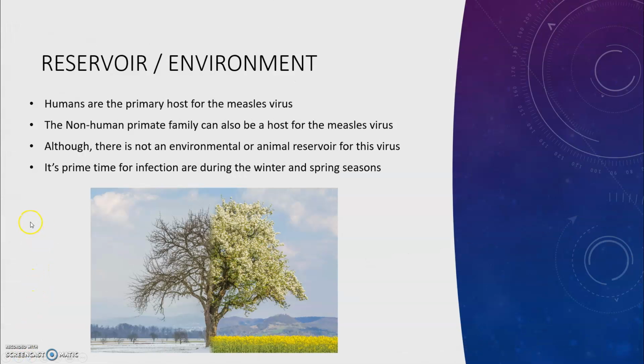The reservoir and environment. Humans are the primary host for the measles virus. It can also be a host in non-human primate families, so monkeys, orangutans, anything that's a primate. Although there is not an environmental or an animal reservoir to trace this virus back to, unfortunately. Its prime time for infection is usually during the winter and spring seasons.